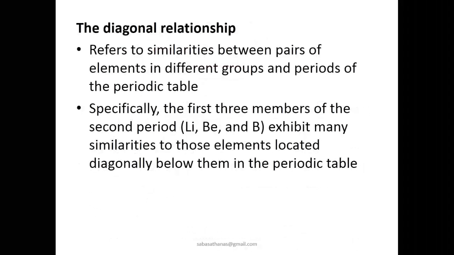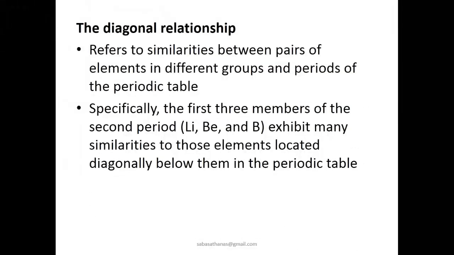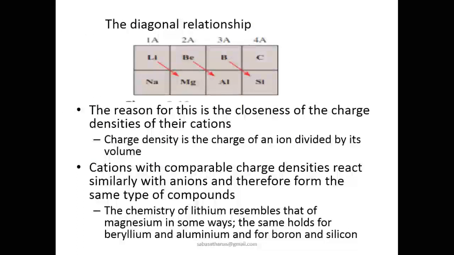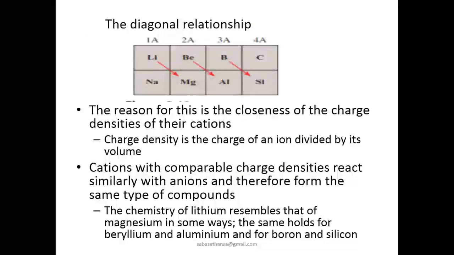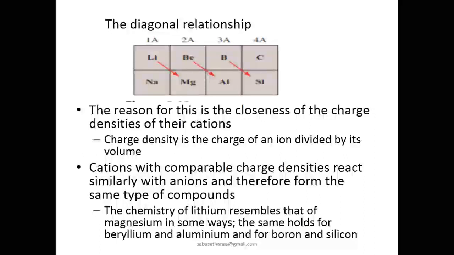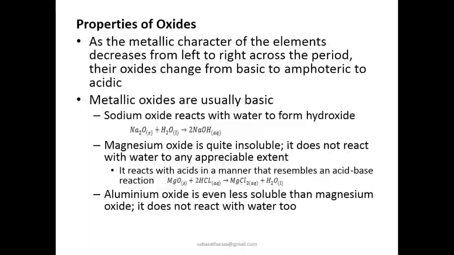Kwa kukwambia, if asked to define or explain diagonal relationship, you have to provide these examples. You have to show the example and why diagonal relationship. Why diagonal relationship? This is due to the closeness of the charge density of their cations. Properties of oxides: as the metallic character of the metal decreases from left to right across the periods, their oxides change from basic to amphoteric to acidic.